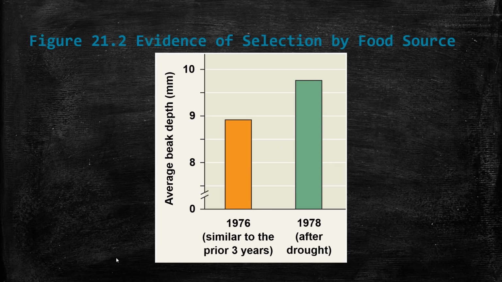So in 1976, the birds, on average, had a beak length of around 8.7 millimeters. After the drought, when food sources changed, the average beak length of the population was almost 10 millimeters. Now, birds did not grow longer beaks. The ones that had shorter beaks died off. The ones with longer beaks had more babies. The population changed over time. Okay, that's the important thing to note.